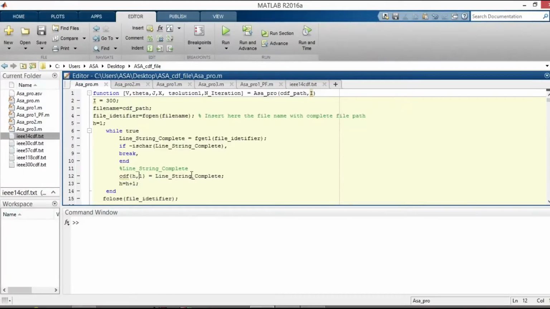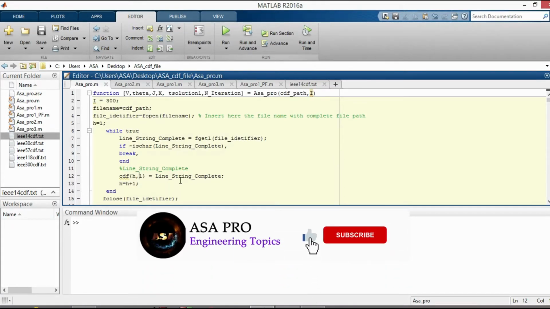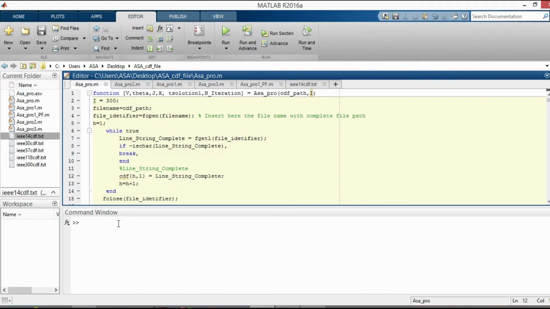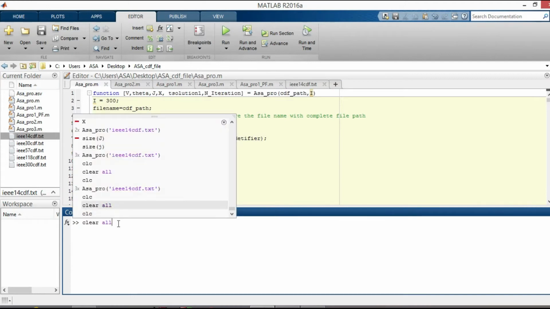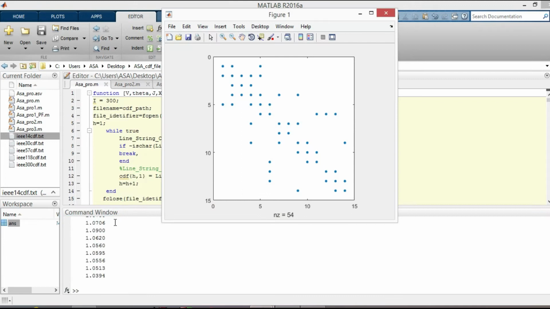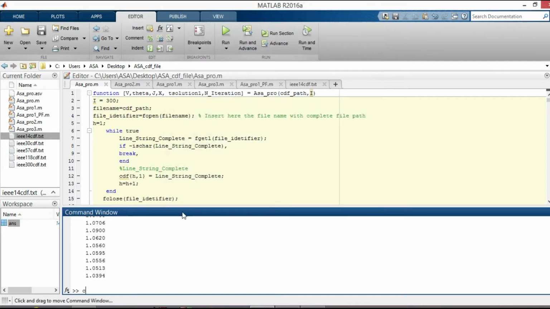This is the second part of my video on how to write a MATLAB code to read data from IEEE Common Data Format. In the first video, we learned how to read data from an input file in Common Data Format. Also, we got the sparsity pattern plot of Y-bus. So in this video, we will solve power flow analysis by using the Newton-Raphson method for iteration.